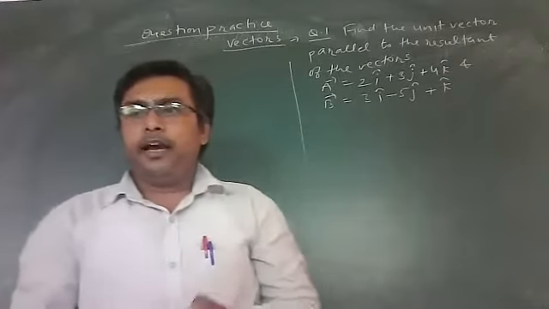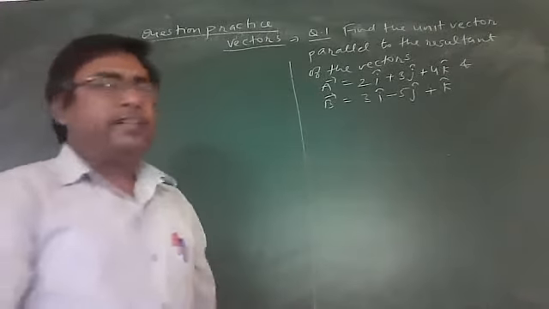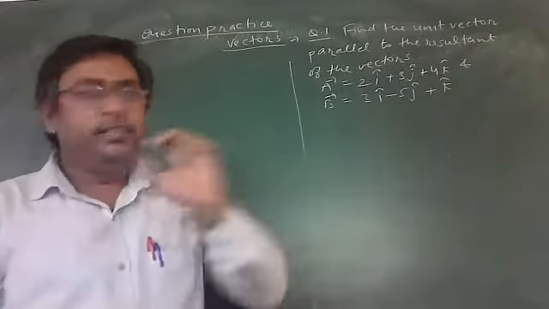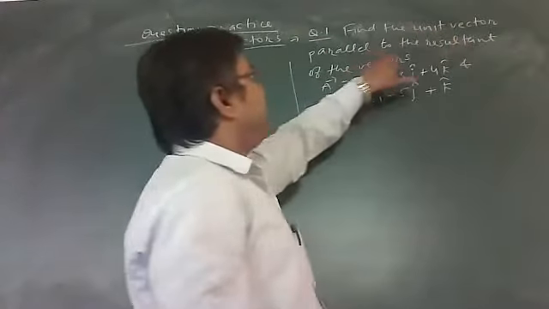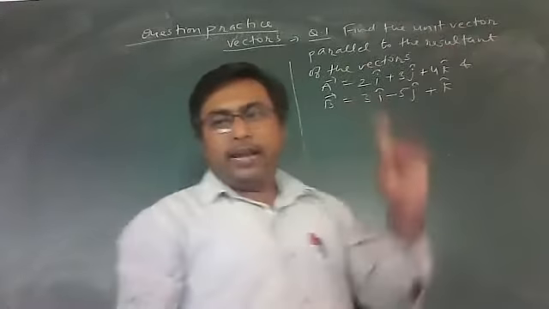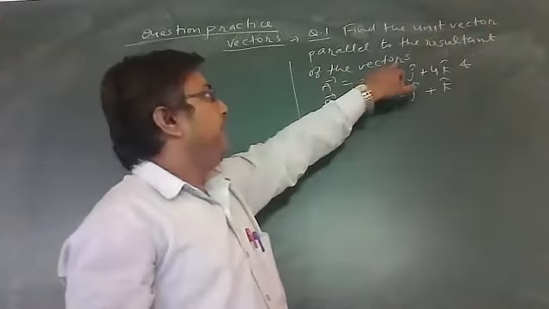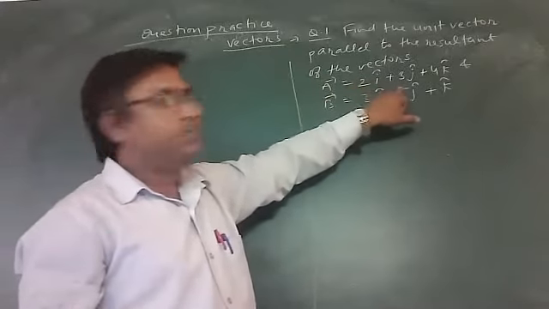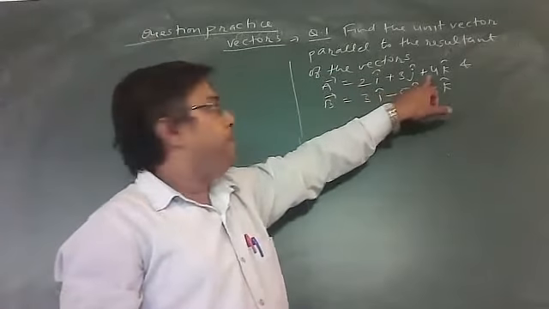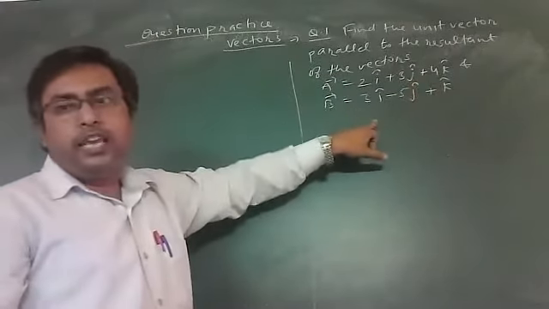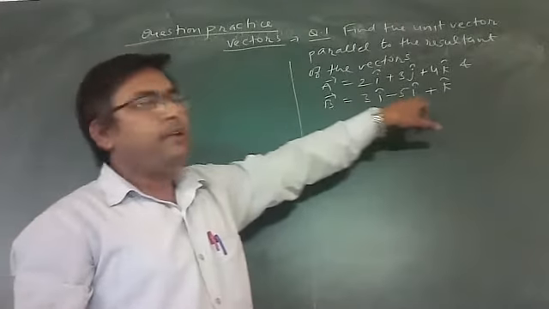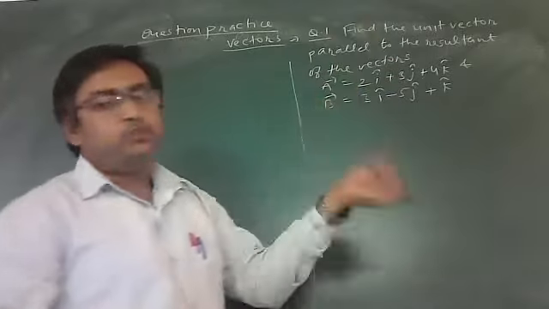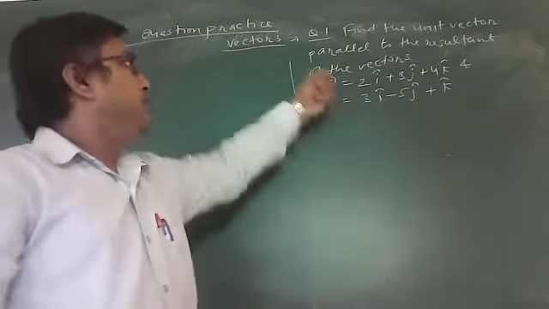Student, today we are going to practice questions based on vector. First question here: find the unit vector parallel to the resultant of the vectors. Given vector A is equal to 2i cap plus 3j cap plus 4k cap, and B vector is equal to 3i cap minus 5j cap plus k cap. You have to find the unit vector which is parallel to the resultant of these two vectors.